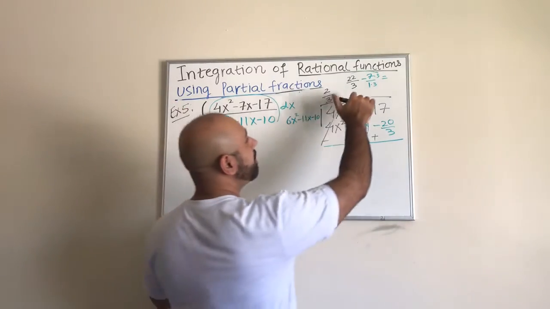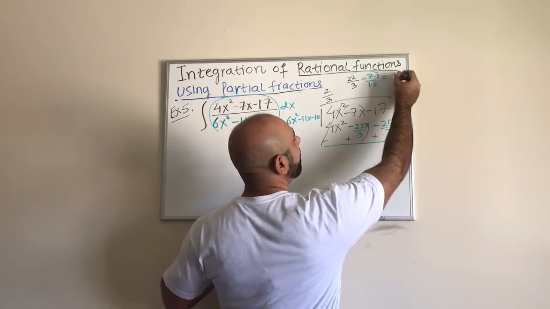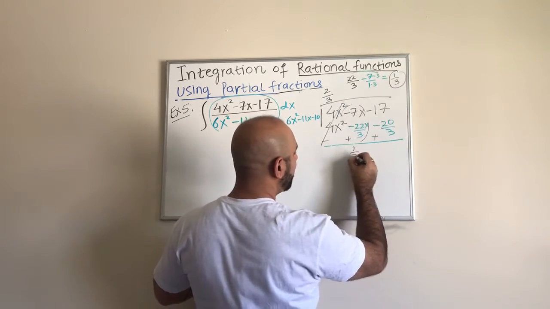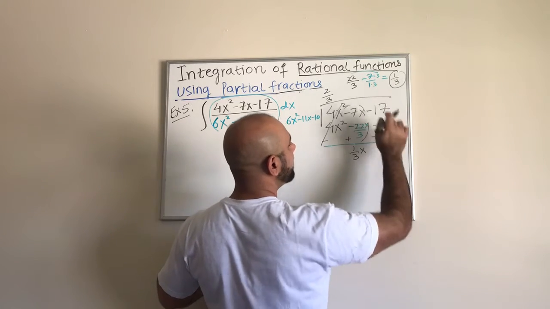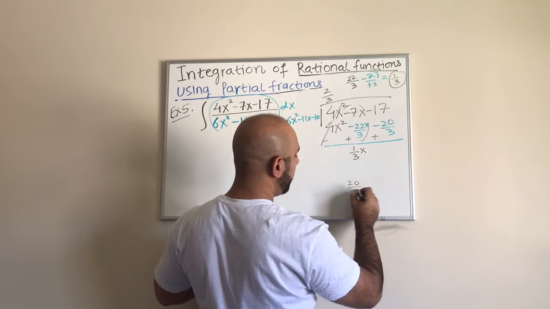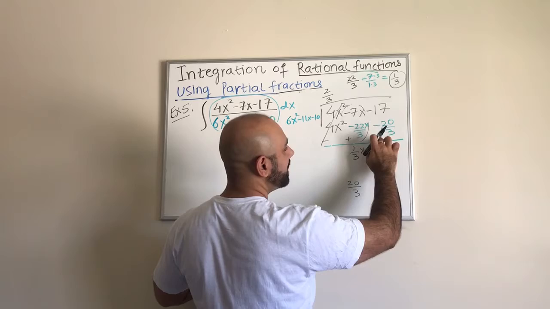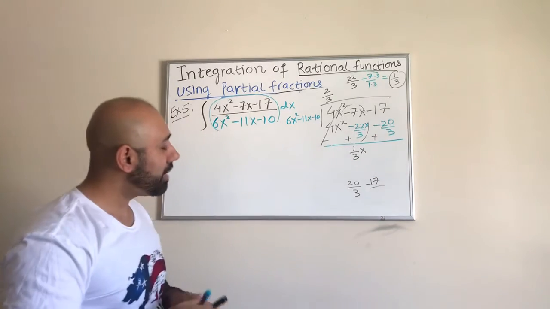So in this case, it's going to be 7 times 3 is 21. 22 minus 21 is just 1/3. So this is simply going to be 1/3 x, and then let us simplify this guy. So it's just 20 over 3 minus 17. Let us do it right here. 20 over 3, positive, because this sign is going to change to positive, right? And then minus 17. Obviously, we have to have a common denominator again.